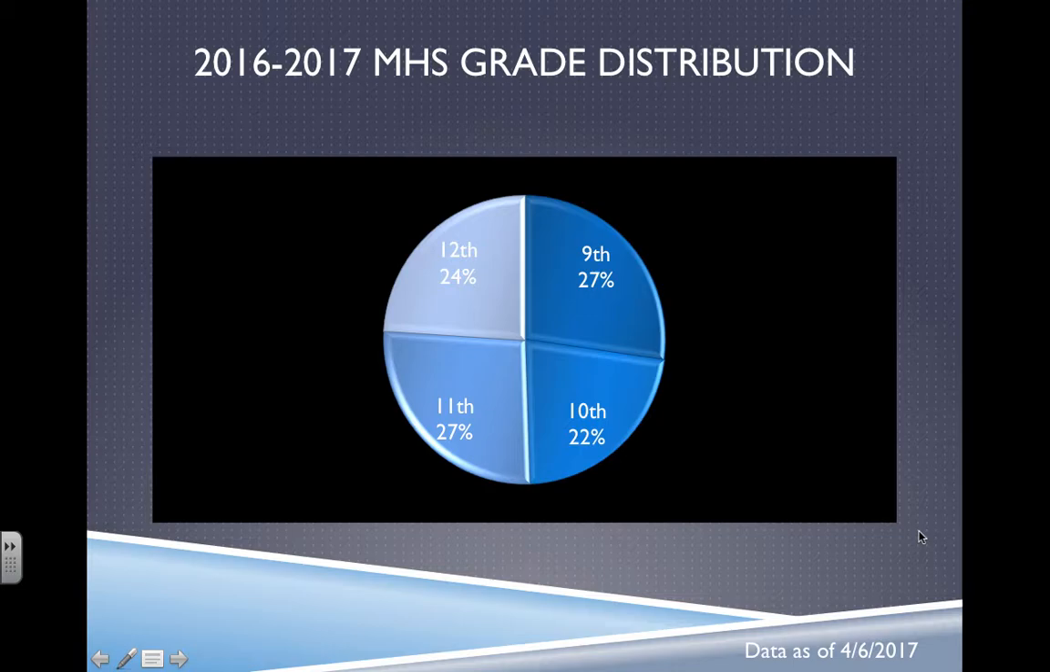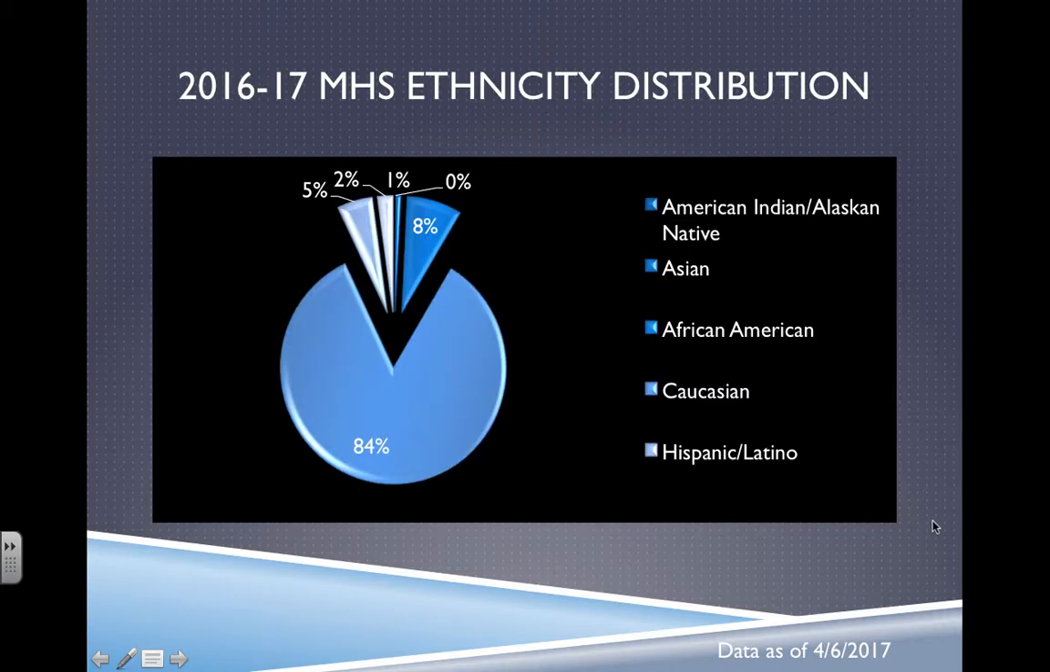The students that are sitting in our school right now, 27% of them are 9th graders, 22% of them are 10th graders, 27% of them are 11th graders, and 24% of them are 12th graders. So we've got a pretty even distribution. 10th graders are our smallest percentage, but no significant percentage in any specific grade level.